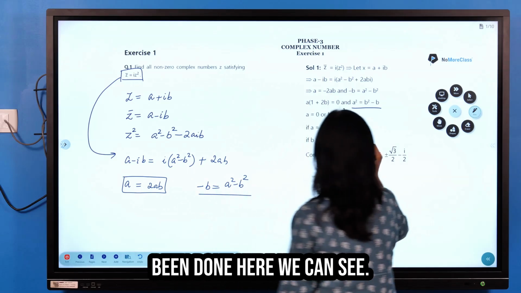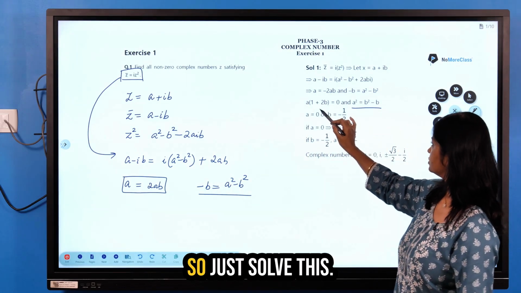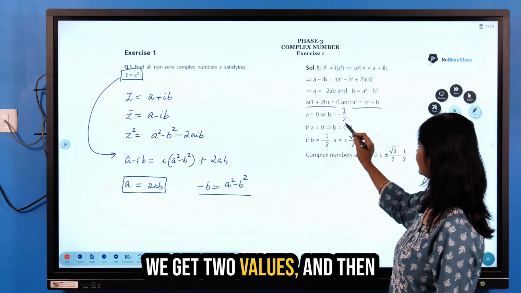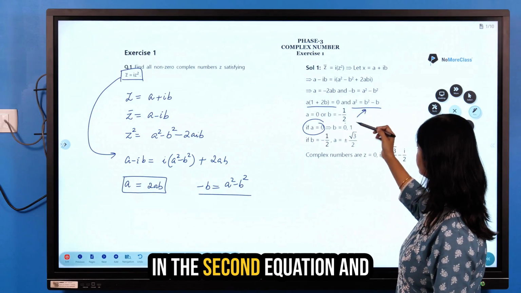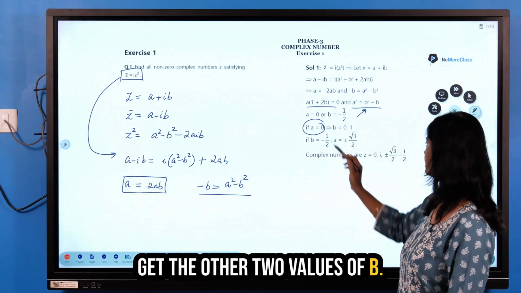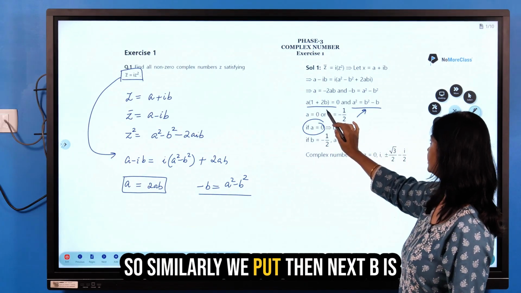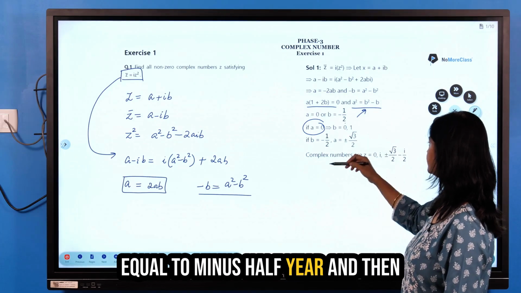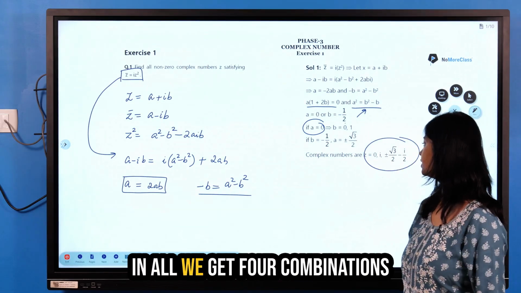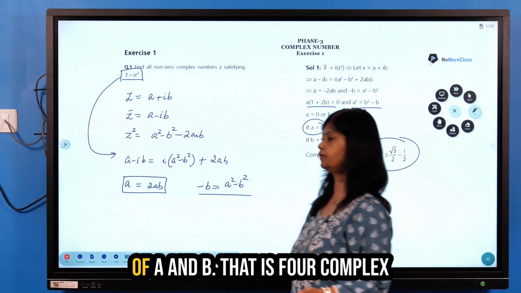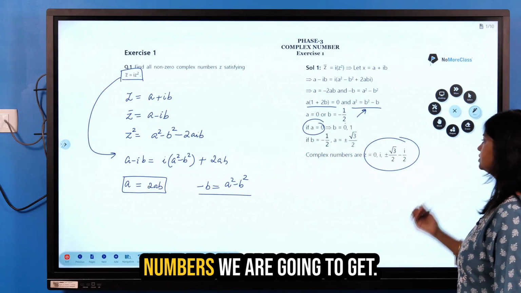So the same thing has been done here, we can see. So just solve this, we get two values and then use this value a is equal to 0 in the second equation and get the other two values of b. So similarly, we put then next b is equal to minus half here and then get the other two values of a. So in all, we get four combinations of a and b, that is four complex numbers we are going to get.